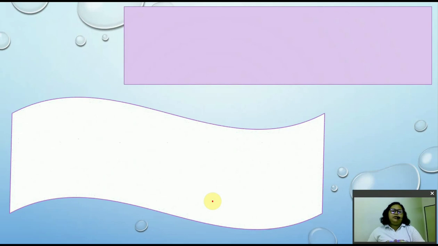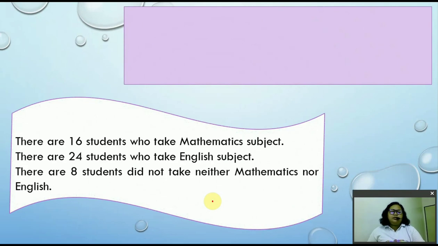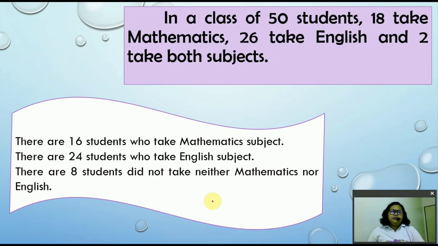So, let us now have the conclusion. There are 16 students who took mathematics subject. 24 students who take English subject only. And there are 8 students who did not take neither mathematics nor English subject. Malinaw na po ba? Okay.